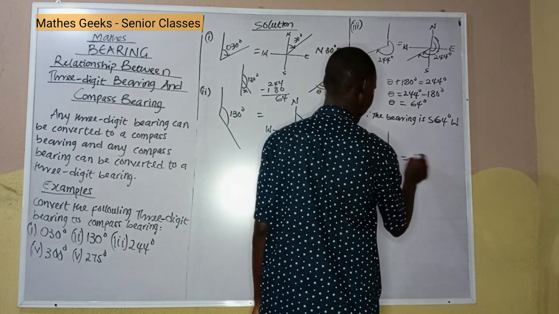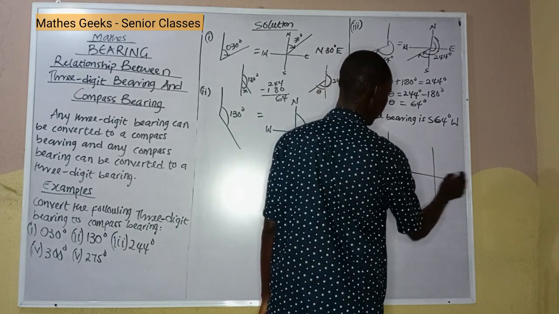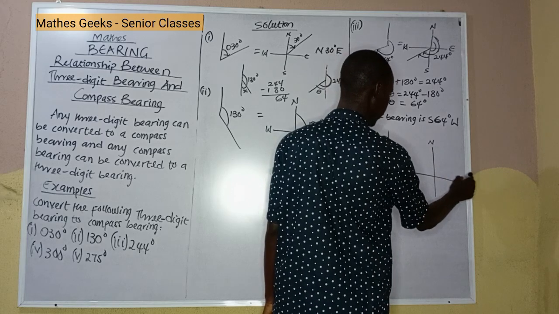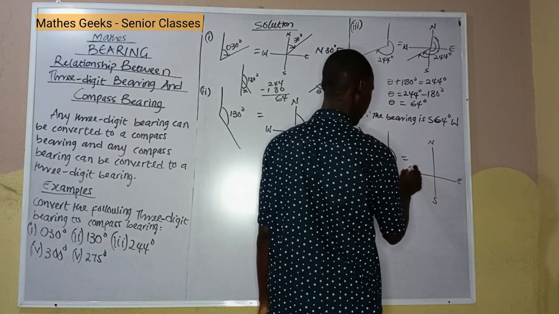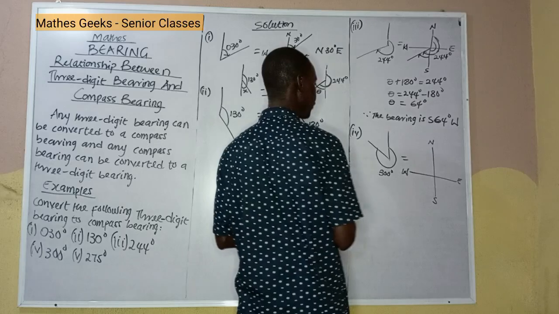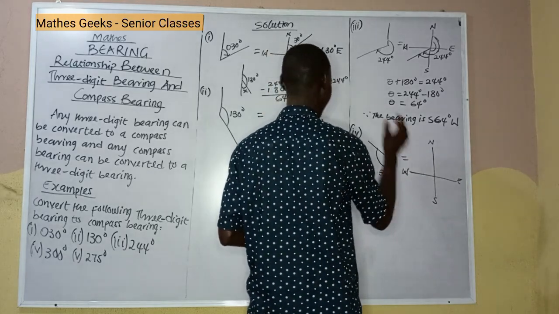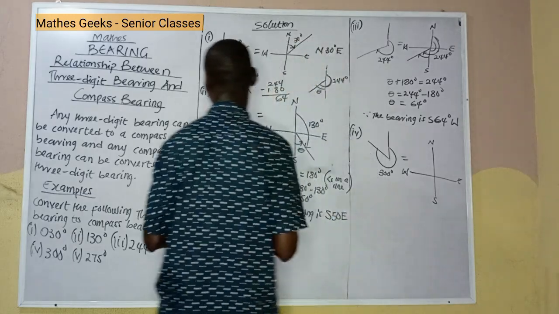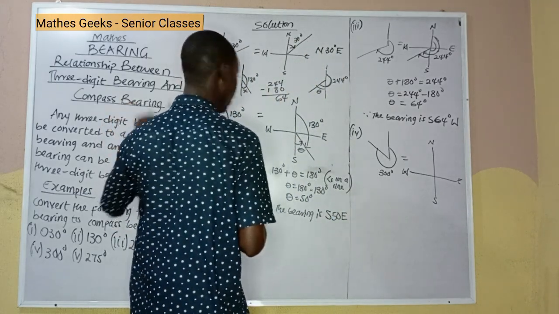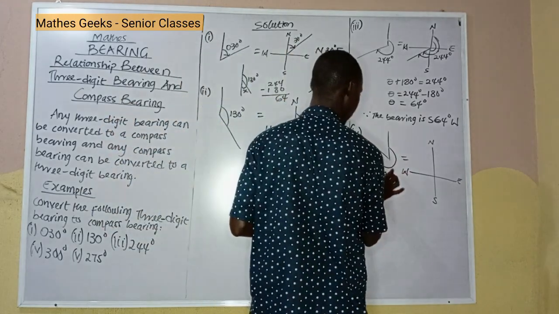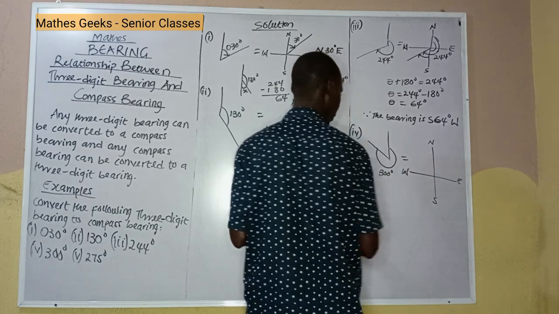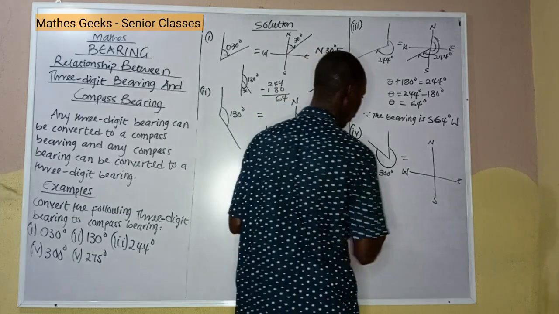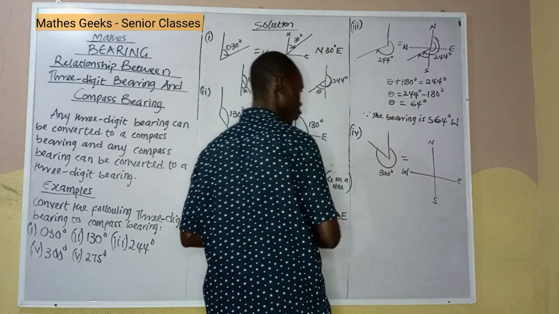So let's represent this using the cardinal points. Remember, north is 0, east is 90, south is 180, west is 270. So 300 is between 270 and 360 degrees. It is in the 4th quadrant in our peculiar 3-digit bearing quadrant. This angle is in the 4th quadrant because the range in the 4th quadrant is between 270 degrees and 360 degrees. The 300 degrees is within that range, so it is in this quadrant.